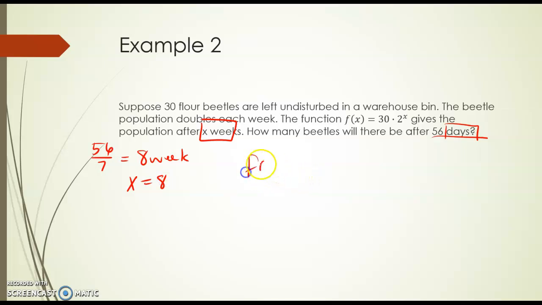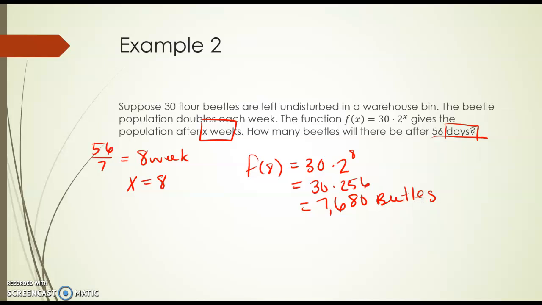Now we're going to do f of 8 equals 30 times 2 to the 8th power. When we do 2 to the 8th power, we get 256. So we have 30 times 256, and 30 times 256 is 7,680. The 2 to the 8th we did in the calculator, so that's how we got this 256. Take that times the 30. And so in 8 weeks, or 56 days, there will be 7,680 beetles. Ugh. Beetles. Gross.